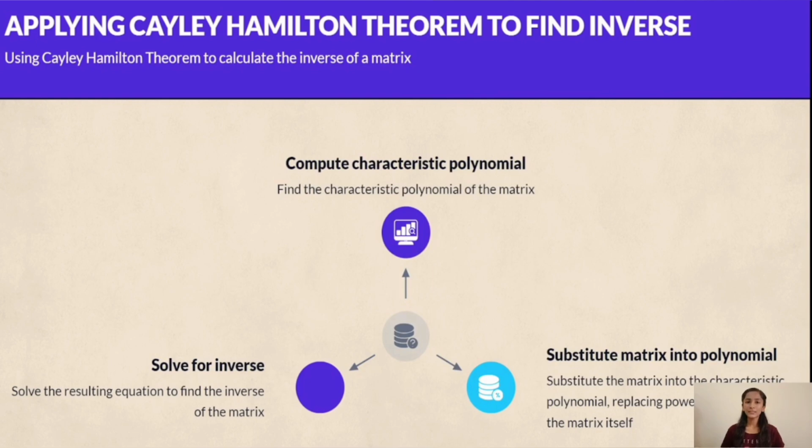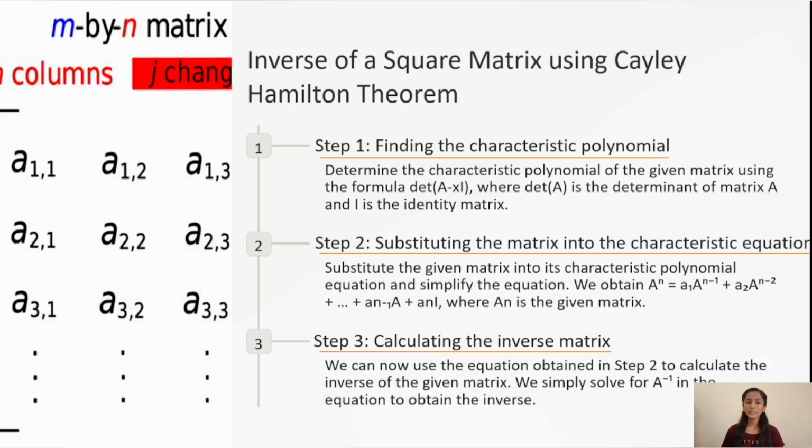Applying Cayley-Hamilton theorem to find inverse, there are three major steps involved in this computation. The first one is compute characteristic polynomial, the second step is substitute matrix into polynomial, and the third step is solving for inverse. So let's see these three steps in detail. Step 1 is finding the characteristic polynomial. Determine the characteristic polynomial of the given matrix using the formula determinant of A minus x I, where determinant of A minus x I is taken and I is the identity matrix.